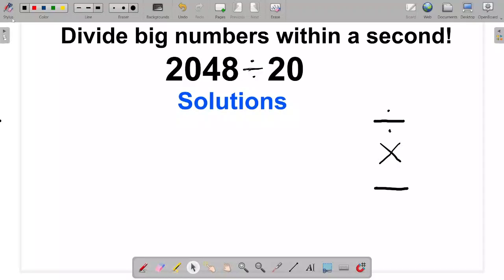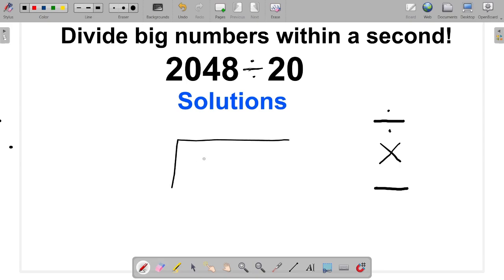Actually, this division can be done within a second. So follow closely. The first thing that we are going to do here is just draw the long division bracket. Draw the long division bracket neatly.